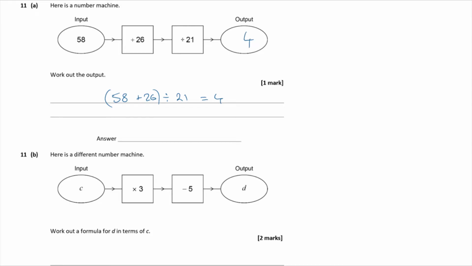Part B says, here is a different number machine. This time we're inputting C. We're multiplying it by 3 and subtracting 5, and we're getting D. Work out the formula for D in terms of C. Okay, so D is what we're going to have at the beginning, because that's my output. And so C gets fed in, and we multiply it by 3. Now C times 3, we write as 3C, don't we? Okay, so I'm going to get 3C, and then after we get 3C, 5 is taken away, so it's going to be 3C minus 5. So D equals 3C minus 5.